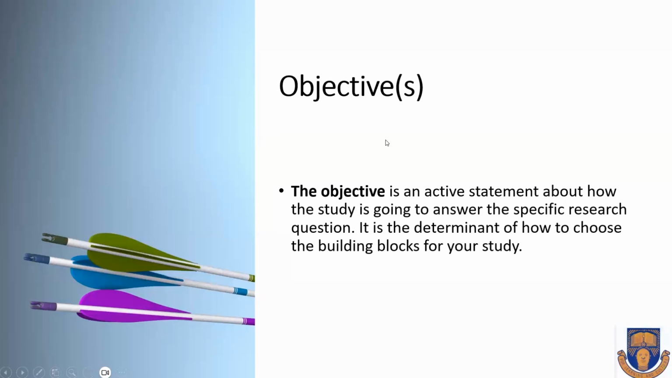So what are study objectives? Once again, the objective is an active statement about how the study is going to answer a specific research question. And it helps you choose the building blocks, the elements, the variables for your studies. The variables you want to study will be clearly articulated in your objective.